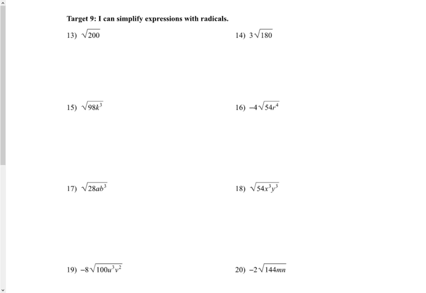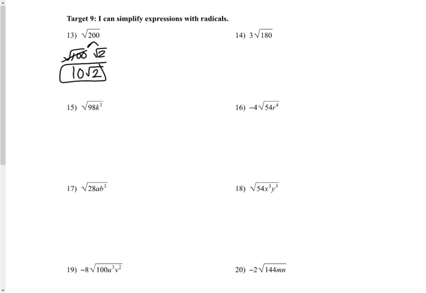much work. I know 200 breaks down into 100 and 2. I know 100 is a perfect square because the square root of 100 is 10. I can't simplify the square root of 2. I can't break that down. So my answer is 10 root 2.